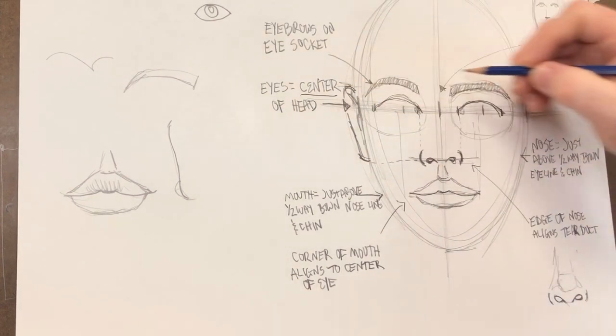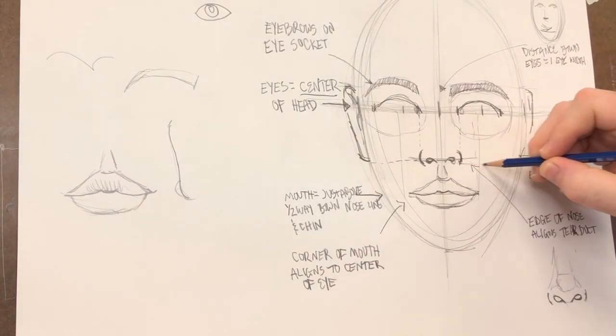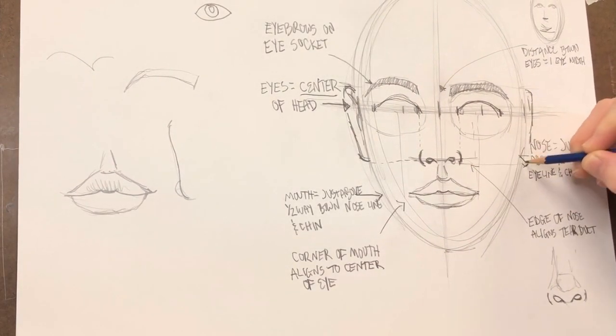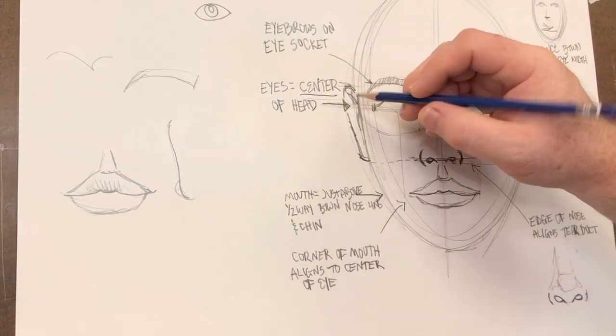But right now, the important part for the proportion is that the top of the ear aligns about to the eyebrow, and the bottom of the ear aligns to the bottom of the nose. So that's the proportion there. So let's write that down.